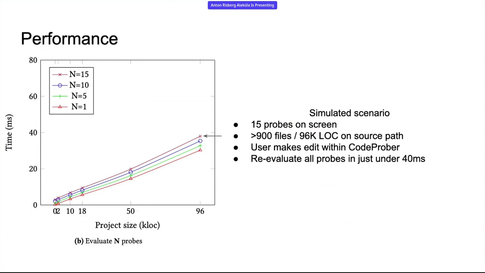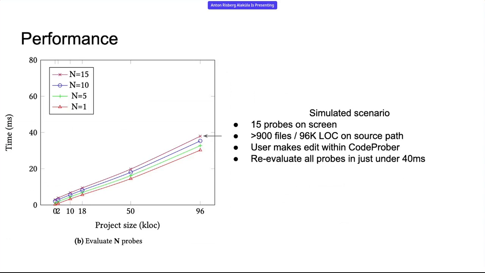Now, you may think that, okay, that was cute. In the demo, I showed a very small file, but it does actually work for larger files as well. So we do some benchmarking in the paper, and I'm just going to focus on this dot in the top right here. This simulates a scenario where the user has 15 probes on screen, so 15 of these small windows. This is quite cluttered, but it is doable. There's over 900 files totaling 96,000 lines of code on the source path. And there are some jar files on the class path as well. I don't remember how many.